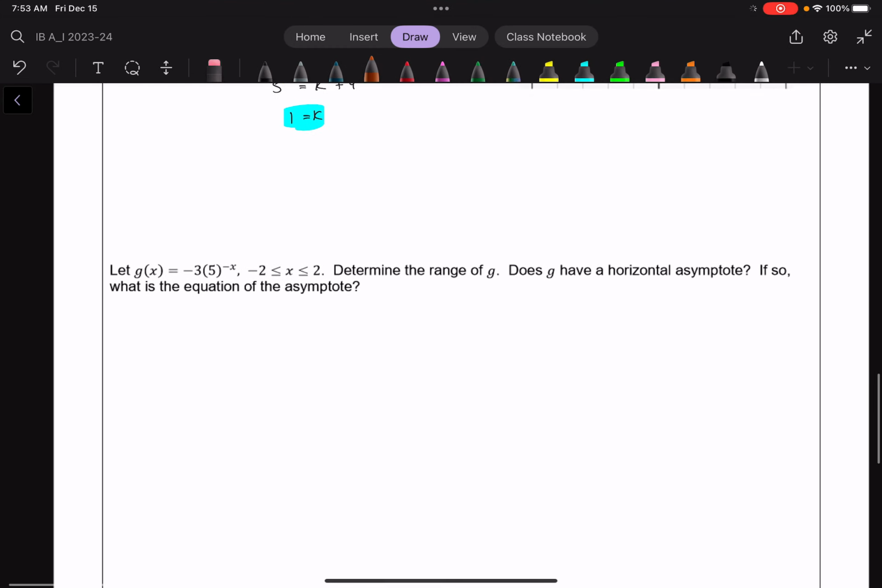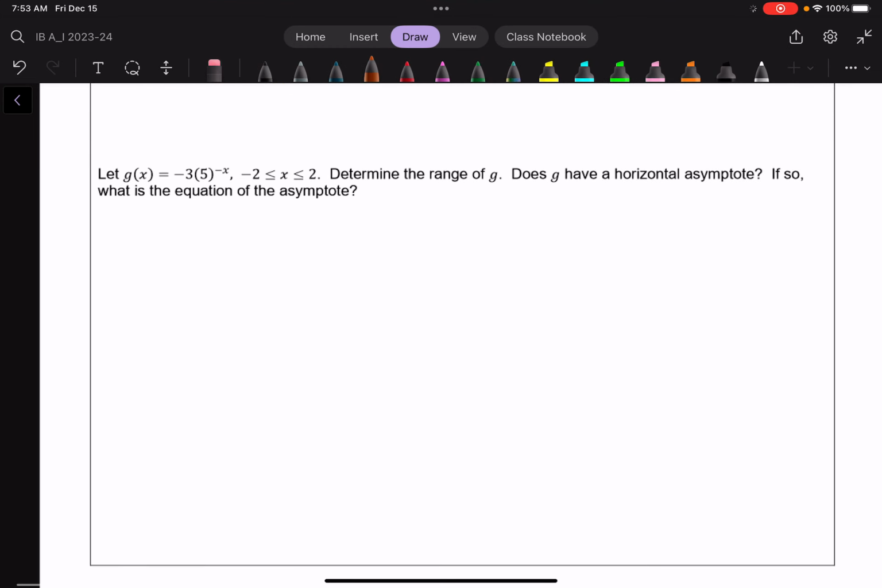All right, last part. I have a function, I tell you the equation, negative 3 times 5 to the power of negative x, but we're only looking at a restricted domain from negative 2 to 2. So what's the range of this function? And is there a horizontal asymptote? If so, where is it?